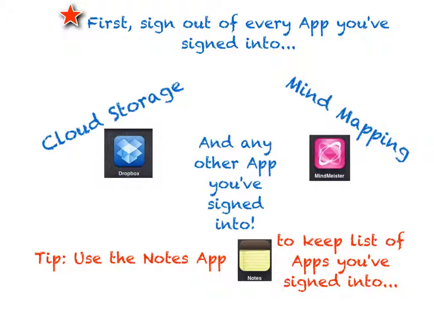So first, let's sign out of every app that you've signed into. Here's Dropbox over here. It's just one of many different cloud storage solutions, but there's also different apps like mind mapping apps. One of my favorites is MindMeister. Lots of different apps that you could potentially sign into to access some of the content or be able to save some of your own content. A tip: use the Notes app to keep a list of all the apps you've signed into so that you don't have to rely on your memory and go through and find out which ones you've signed into or not.